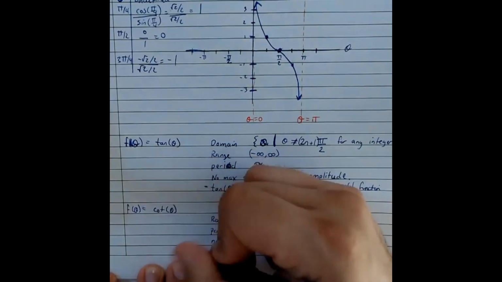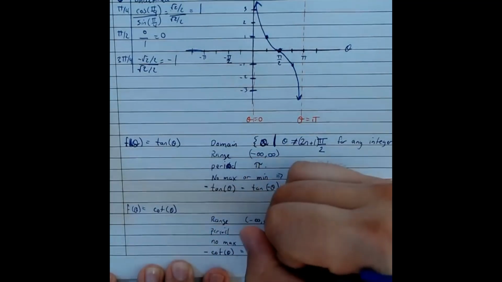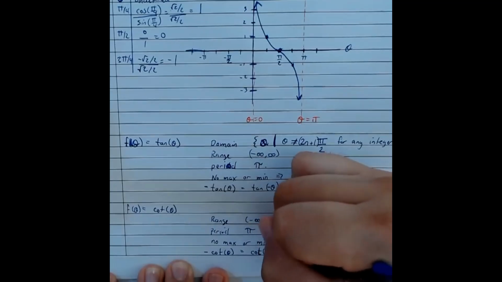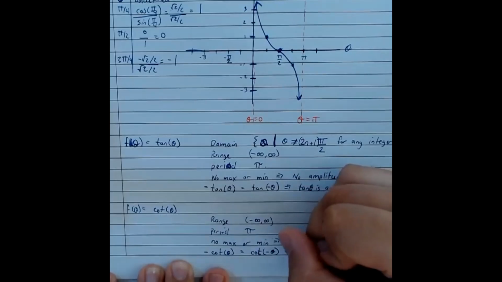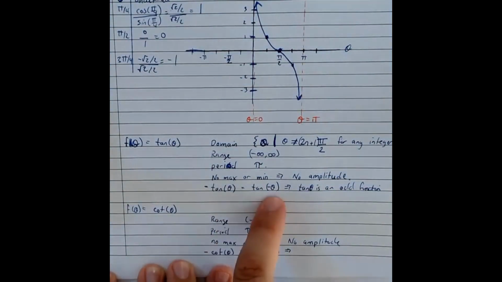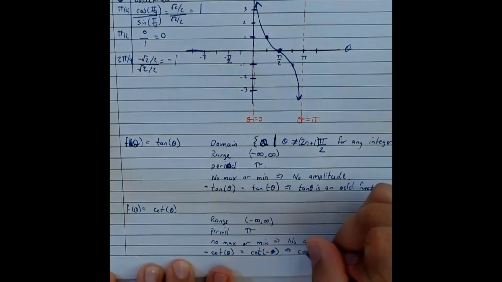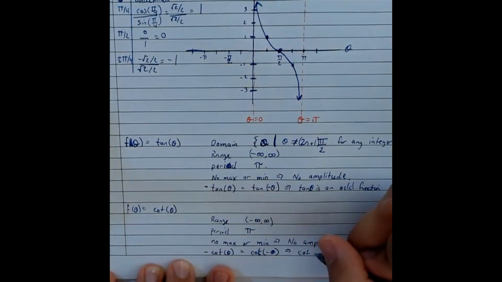This is also true: if you take the negative cotangent of an angle theta, that's equal to the cotangent of negative theta. Because after all, it's just the reciprocal of the tangent function. And if it's true for tangent, it'll be true for its reciprocal. Reciprocating a number doesn't change its sign. So that implies that the cotangent, just like the tangent, is an odd function.